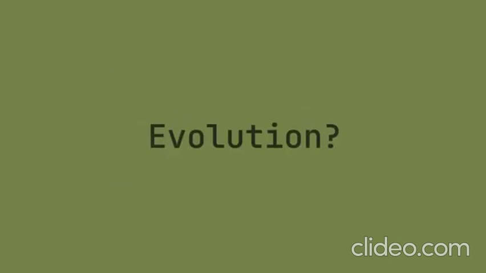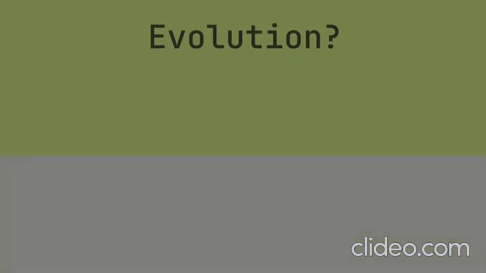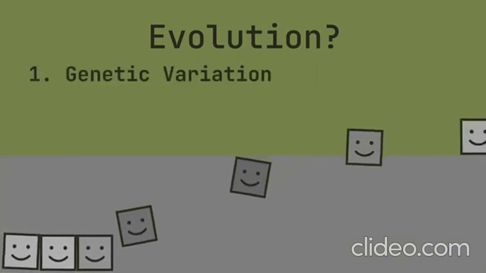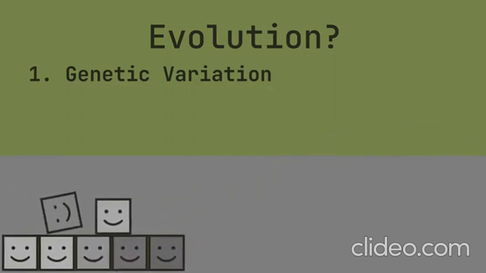Well, there are three ideas that explain how evolution occurs. The first idea is that there is variation within a given population. In this example, there is variation in color. Some individuals are a lighter gray and others are a darker gray.